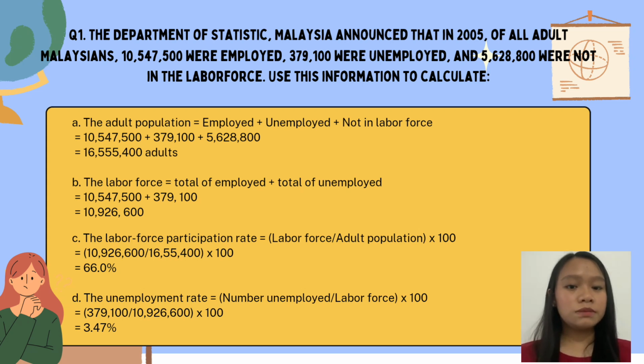For the labor force, the formula is total employed plus total unemployed, which is 10,547,500 plus 379,100 equal to 10,926,600.